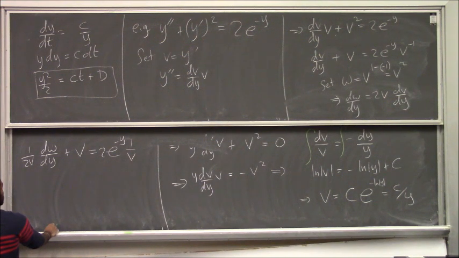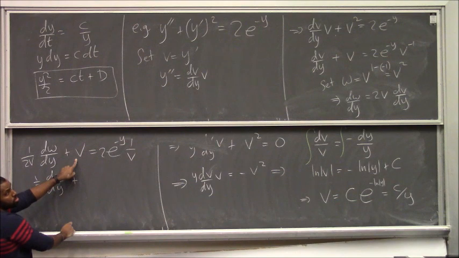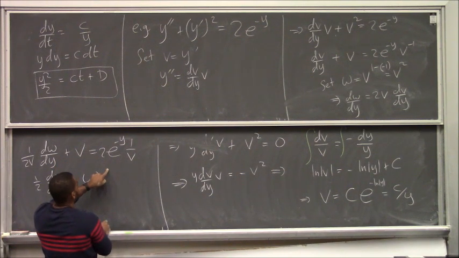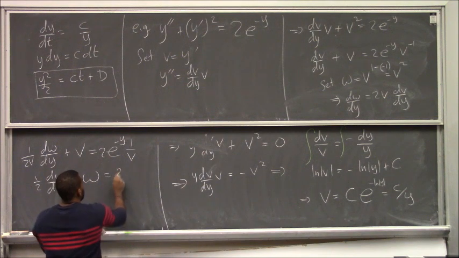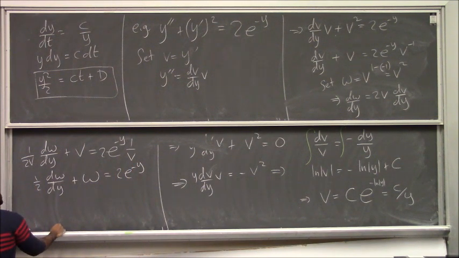So now if I multiply through by v, what's going to happen? You get v squared, which is w. And you have 1/2 dw dy plus w, which is v squared, which is w. And here, 2e to the negative y. We could just write it in terms of w, right?